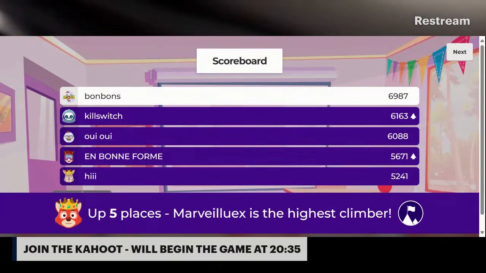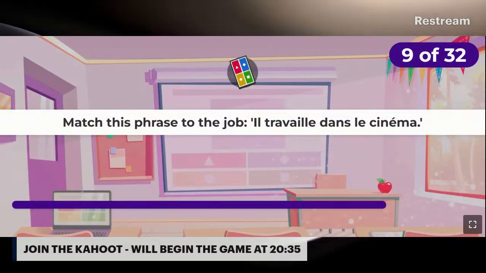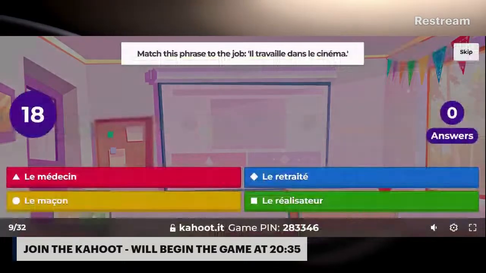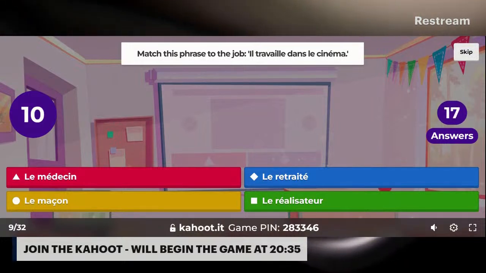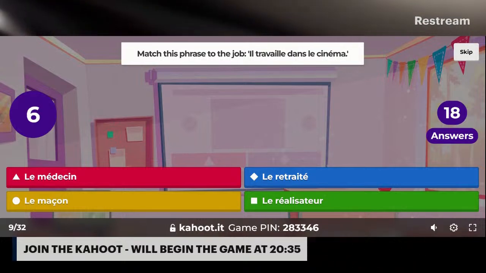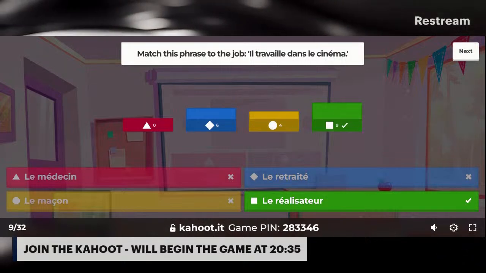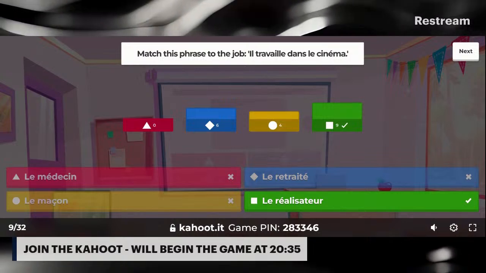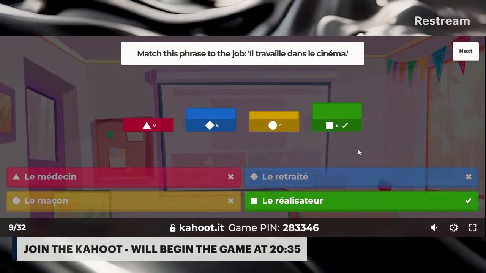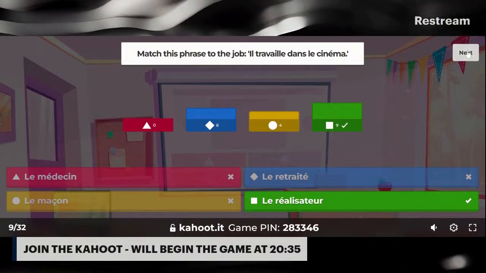Okay. Well done, en bonne forme. You are in good health. Okay. Match this phrase to the job. Il travaille dans le cinéma. Is it le médecin, le retraité, le maçon, or le réalisateur? So the answer is le réalisateur. Il travaille dans le cinéma. So réalisateur is another name for director. And la directrice is head teacher. So make sure you know the difference between them.